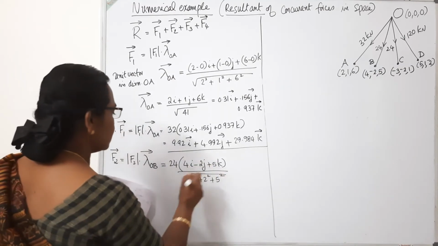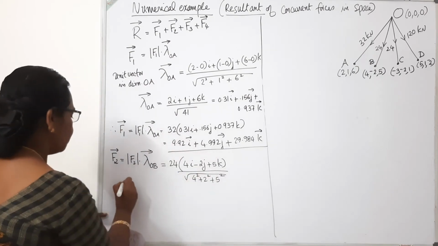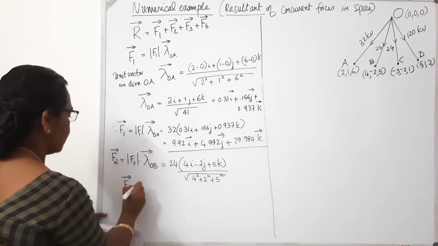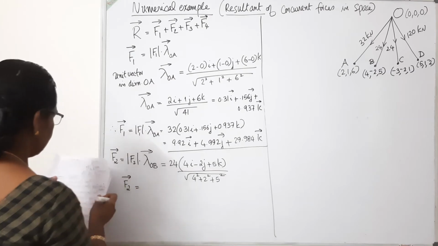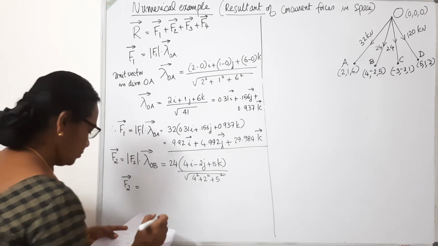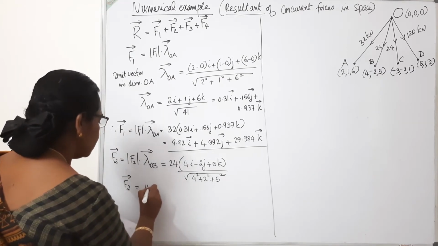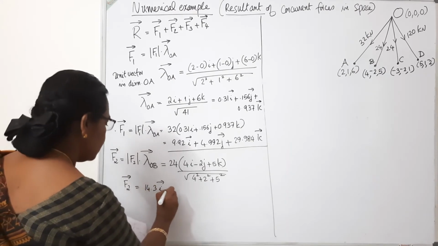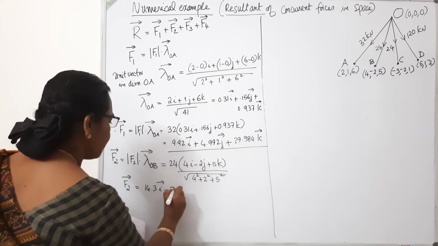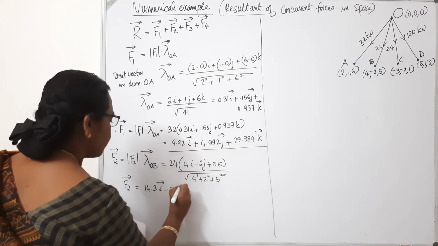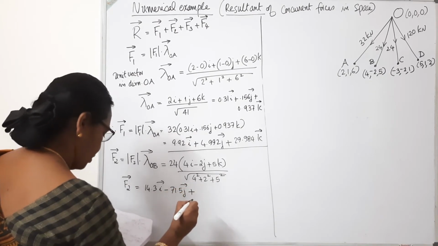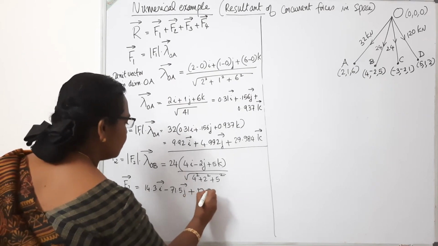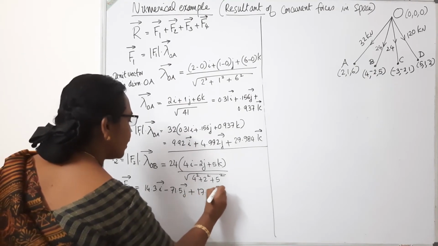So this will work out to, we'll get F2 is equal to, after doing this calculation, 14.3i minus 71.5j plus 17.88k.